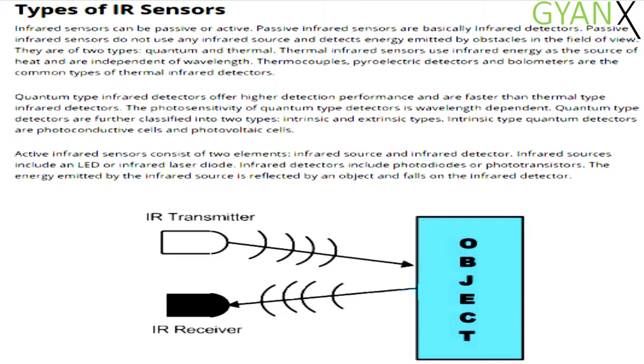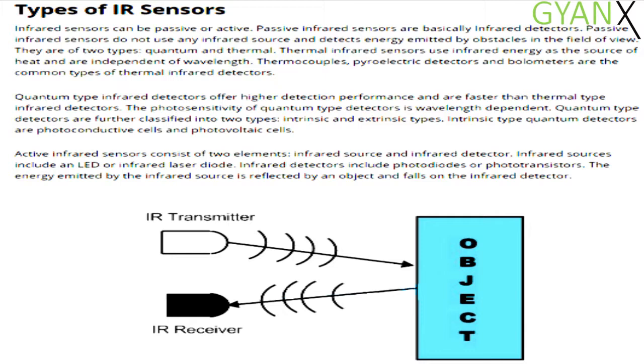Thermal infrared sensors use infrared energy as a source of heat and are independent of wavelength. Thermocouples, pyroelectric detectors, and bolometers are the common types of thermal infrared detectors. Quantum type infrared detectors offer higher detection performance and are faster than thermal type infrared detectors. The photosensitivity of quantum type detectors is wavelength dependent.